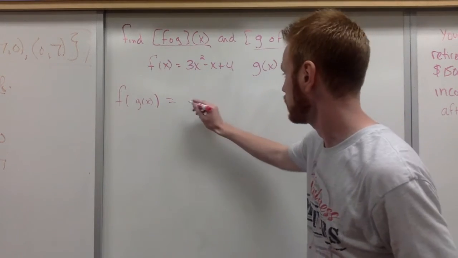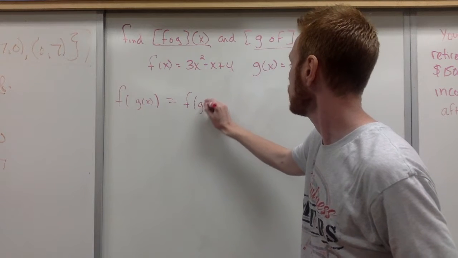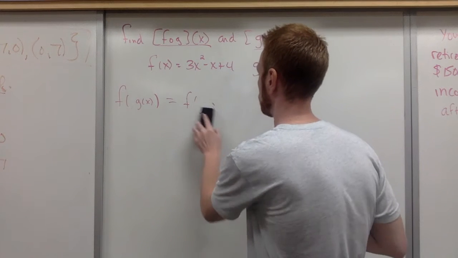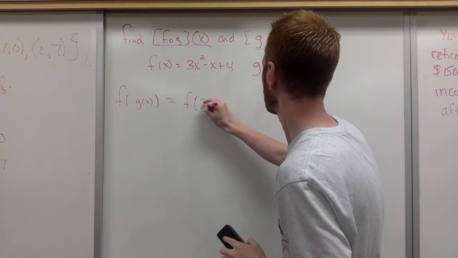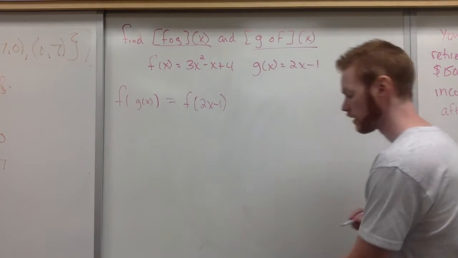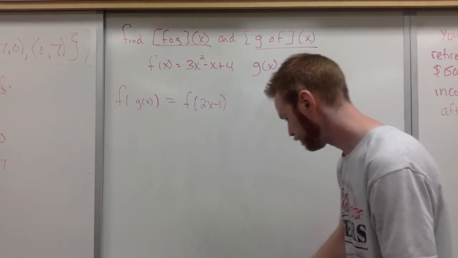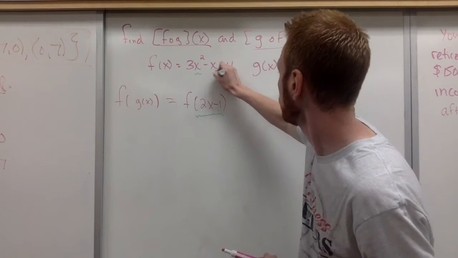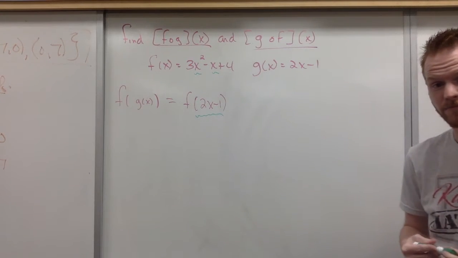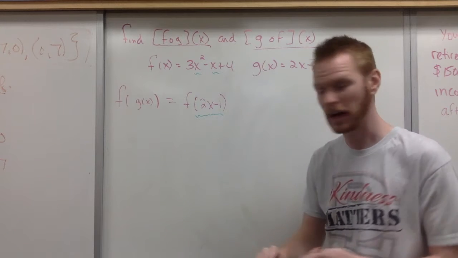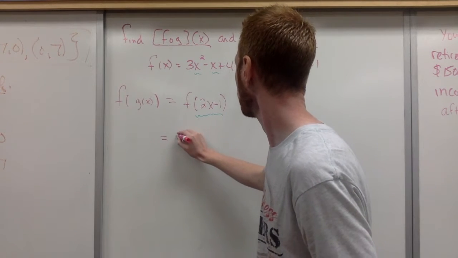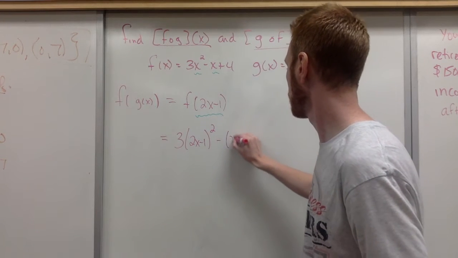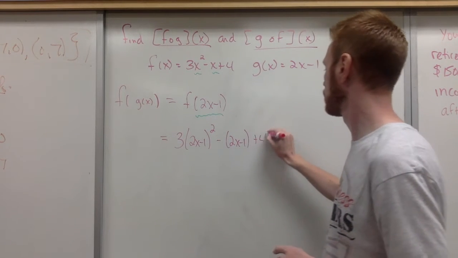Here's what it's going to look like notation-wise. So the f of g of what? 2x minus 1? So actually, technically, let me erase that. It'll be f of 2x minus 1. That's what I'm going to plug into. So, using a different color, this guy right here, I'm going to plug in for each x value. Okay? Let's go ahead and do that. So we have 3 times (2x minus 1) squared minus (2x minus 1) plus 4.